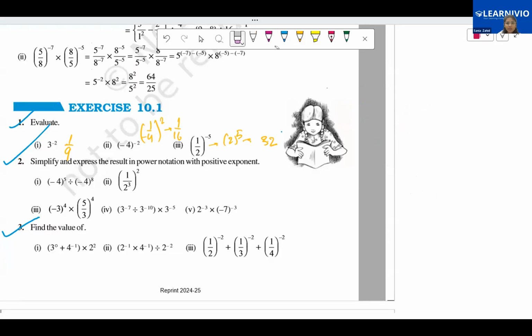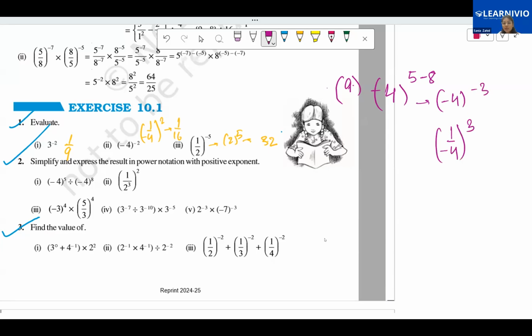Now, further we come to the next thing. We have simplify and express the results in power notations. So the first one is minus 4 to the power 5 minus 8, because it is divide. So this becomes minus 4 to the power minus 3. Minus 4 to the power minus 3 can be written as 1 by minus 4 to the power 3.